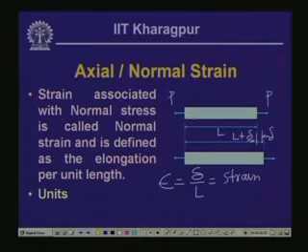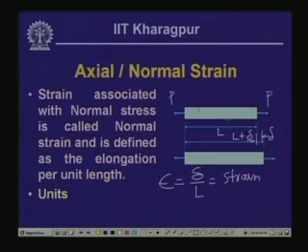Also, as we have looked into earlier, when a body is subjected to an axial force, we get a stress which we call normal stress, which is the stress normal to the cross section of the body. In line with that, we define that the strain or the deformation which is along the axis as the axial strain, and to compare with the normal stress, we call this strain the normal strain. So, strain associated with normal stress is called the normal strain, and we define this as elongation per unit length.